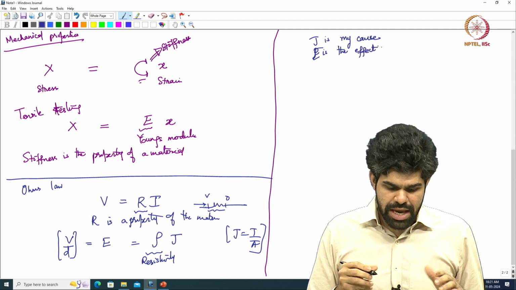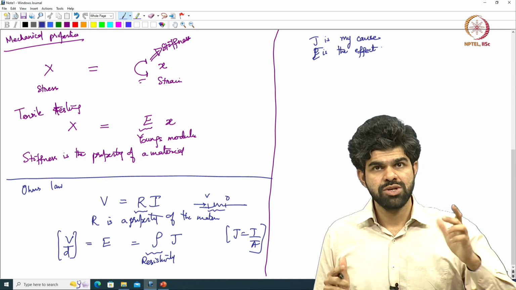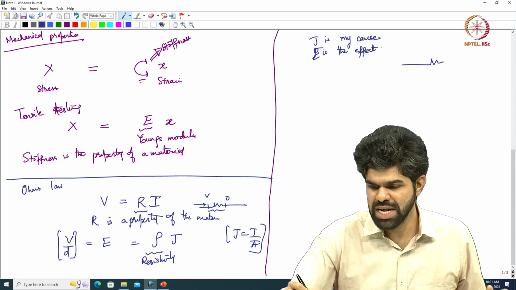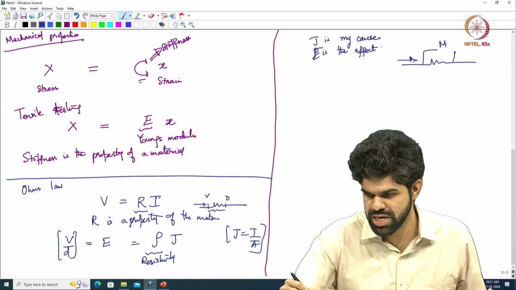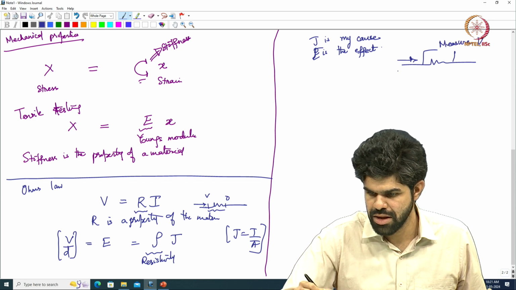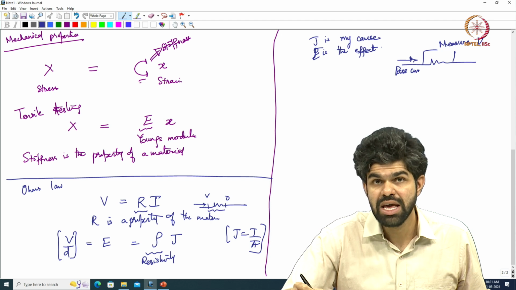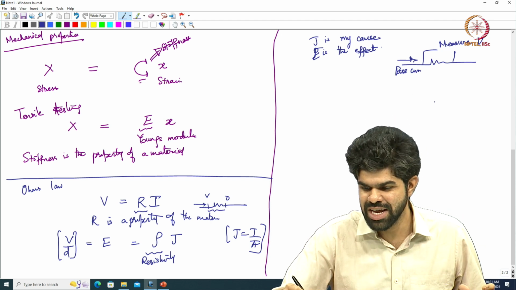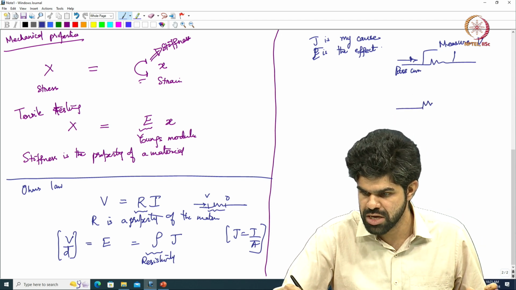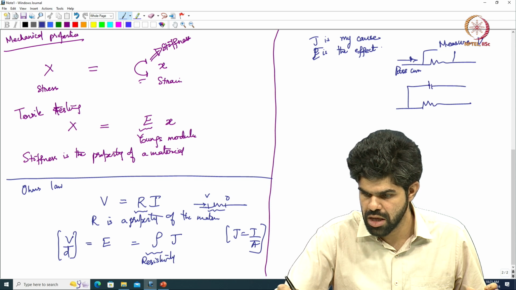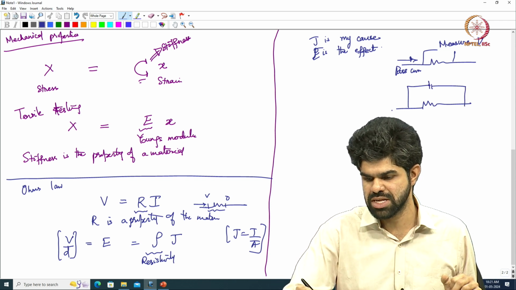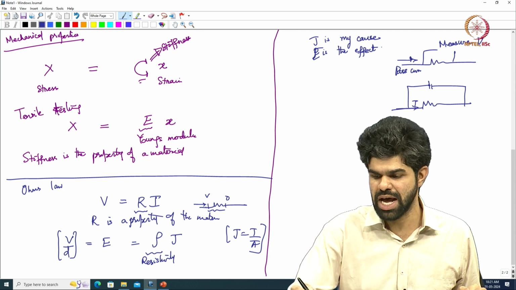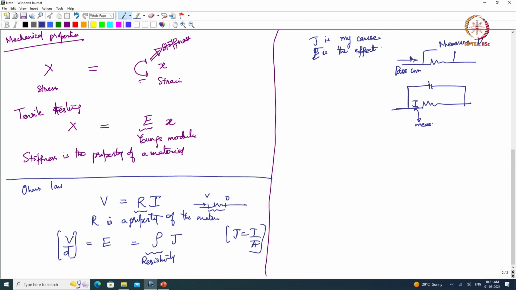Okay. I can sort of switch this around, right. So instead of doing an experiment where I pass current and measure voltage across these two terminals, I do a reverse experiment where I am actually applying voltage and measuring current, right. So across this segment, what is I? I is being measured and voltage is being applied.